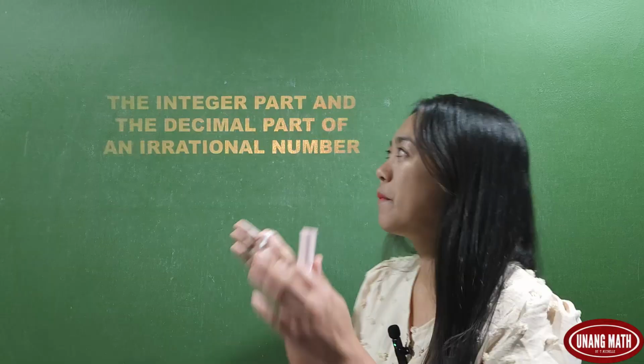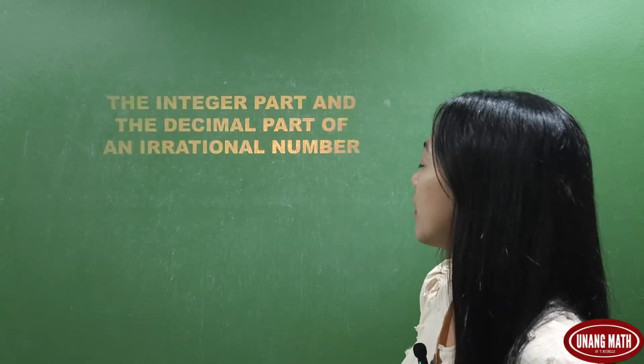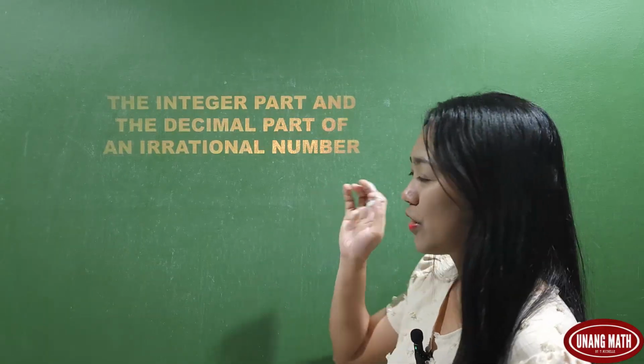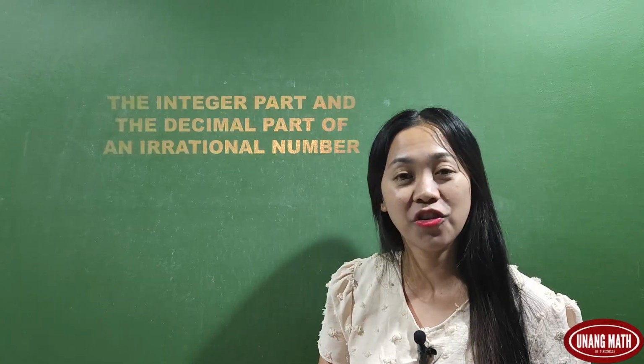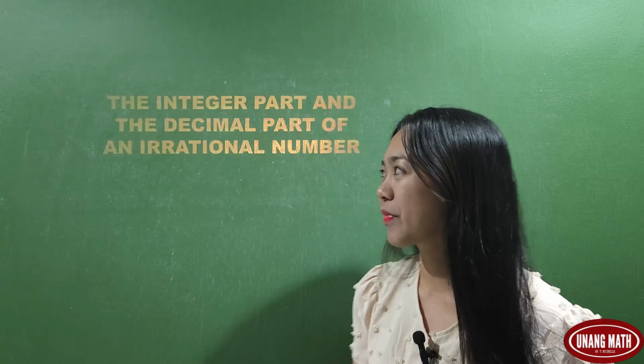In this episode, I will be discussing this lesson, the integer part and the decimal part of an irrational number. So in this lesson, we will be identifying the integer and the decimal part of an irrational number.